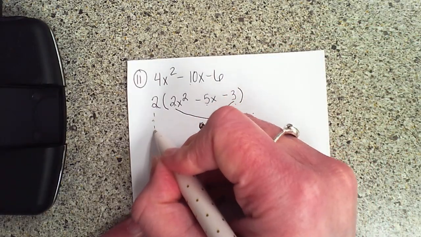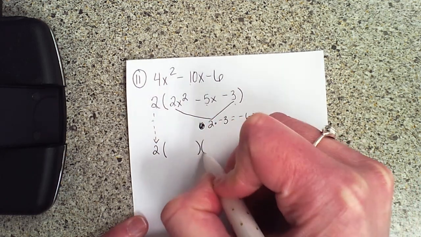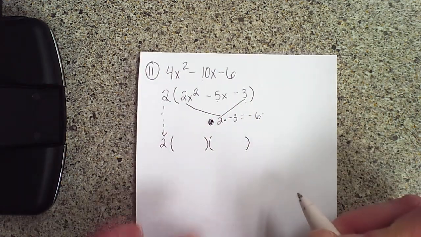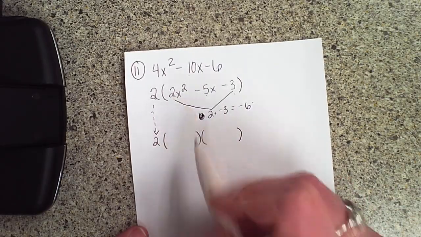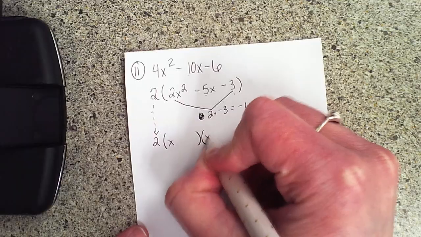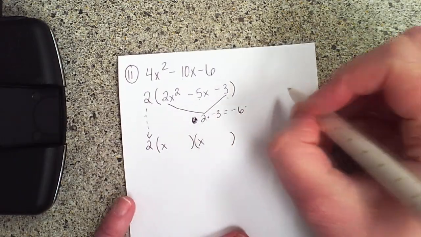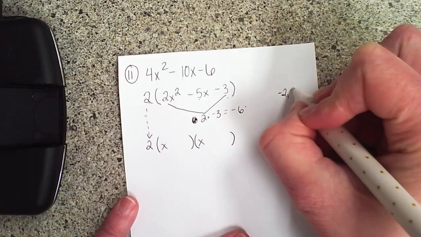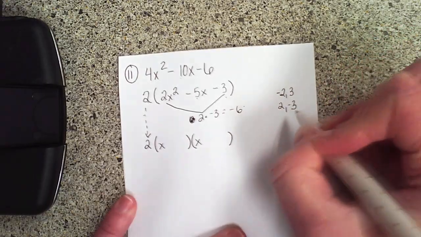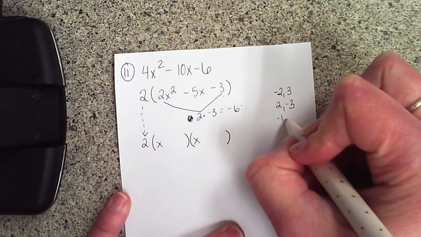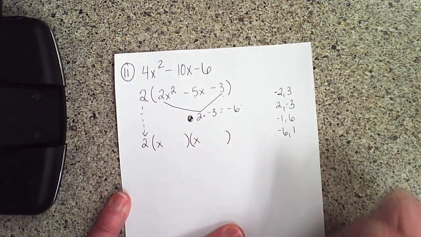So remember, this GCF of 2 is just going to drop down. Okay, it didn't change. And then I'm just setting up my empty parentheses for my factors, right? So x squared comes from x and x, just like in the other problem. And then what multiplies to make negative 6? I could have negative 2 and positive 3. I could have positive 2 and negative 3. I could have negative 1 and positive 6. I could have negative 6 and positive 1.